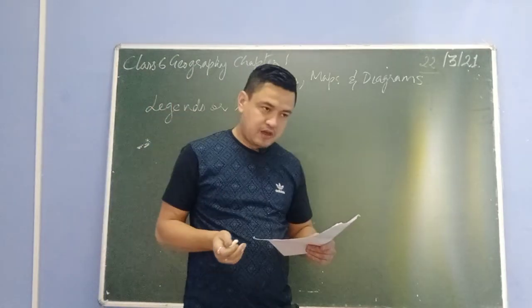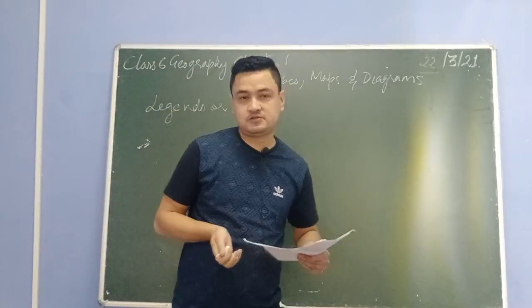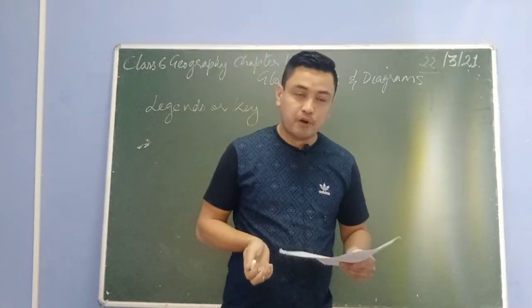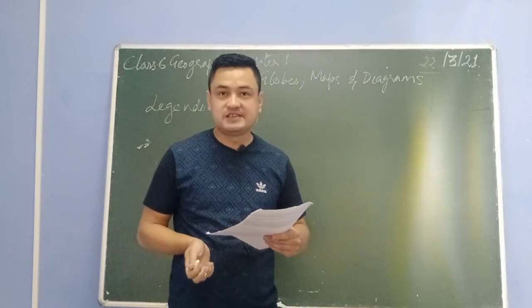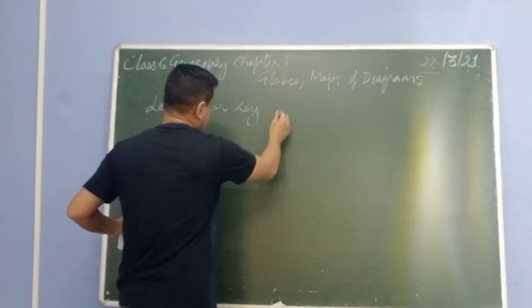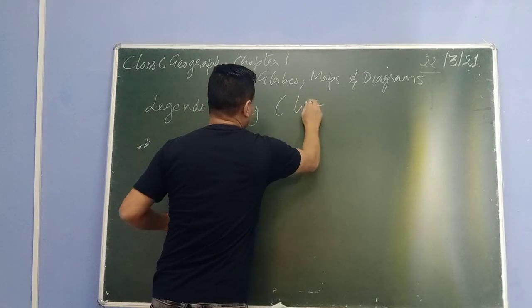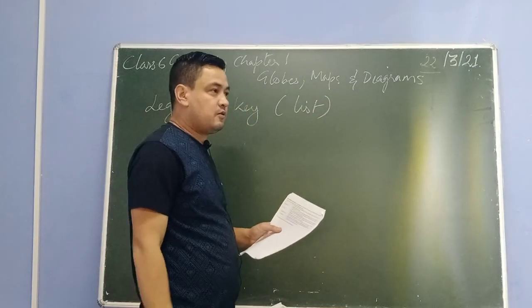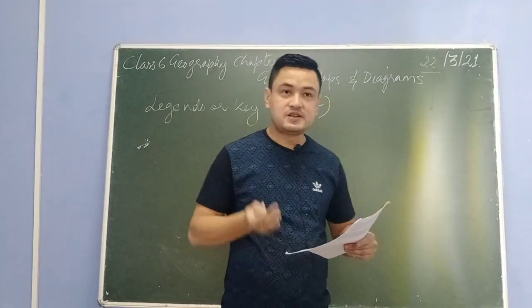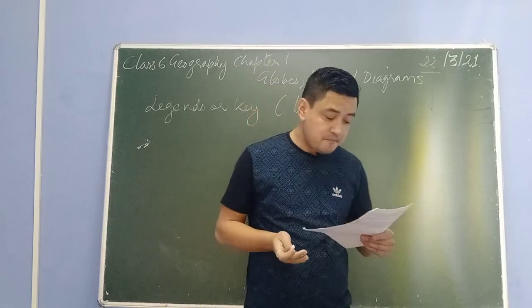Every map that you see in an atlas or any other book, you find a legend or a key. What is a legend or a key? It is a list of what is present in that map. So it is a list of things that are present in the map.